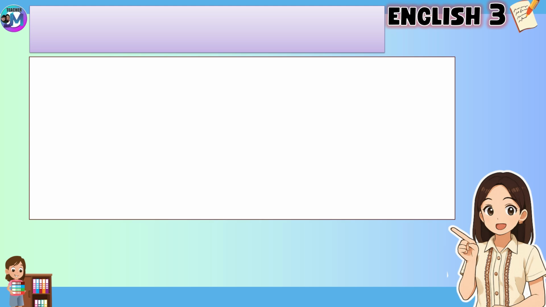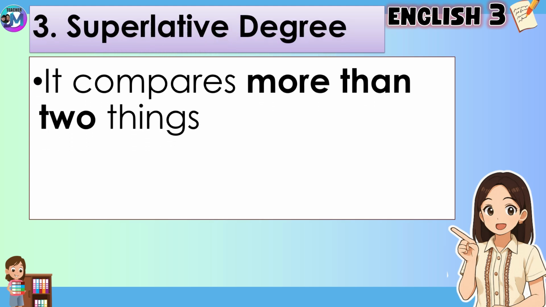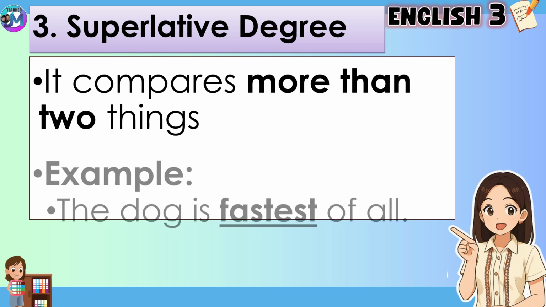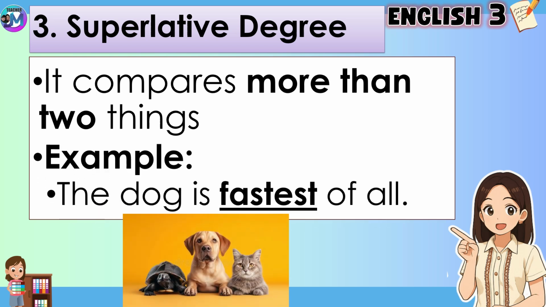And lastly, we have the superlative degree. It compares more than two things. For example, the dog is the fastest of all. As you can see, we compare the dog to all the animals.